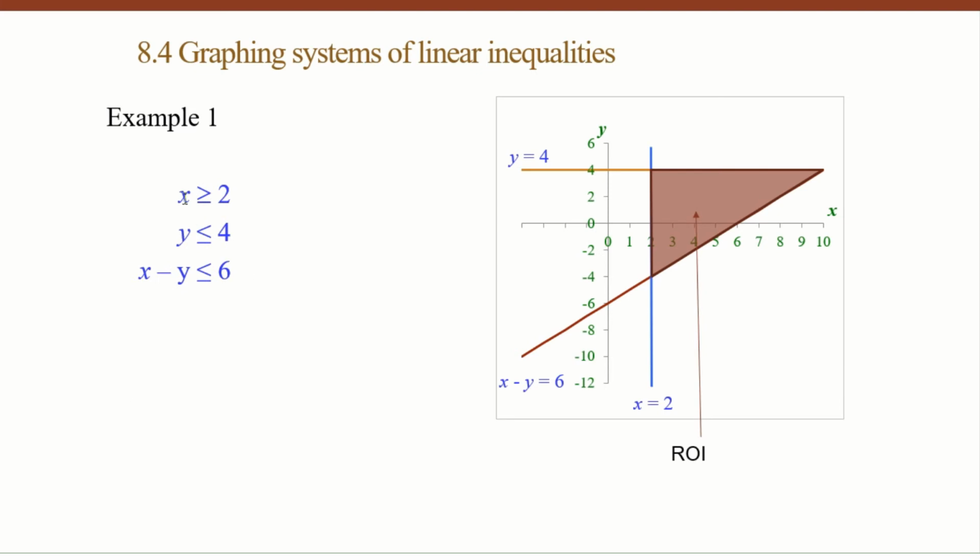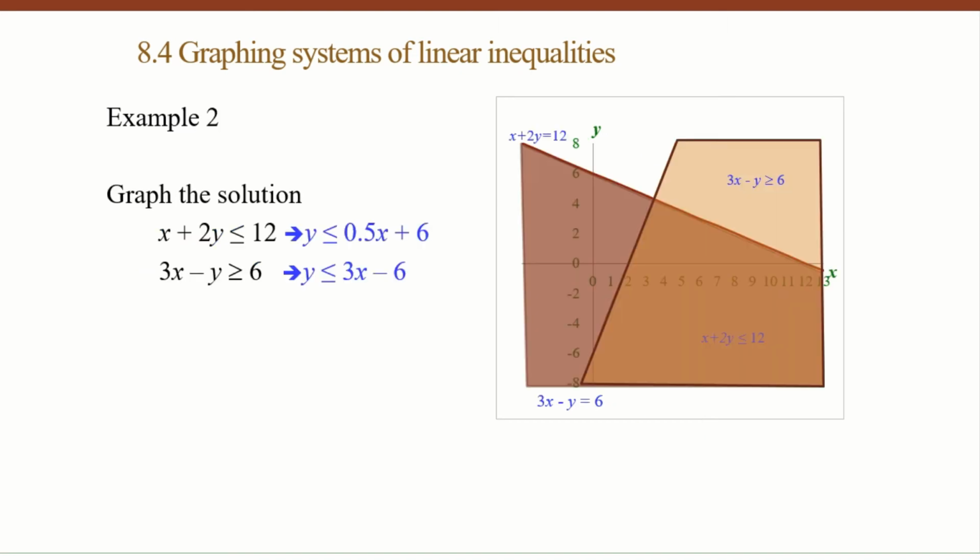Okay, let's look at this. X equals 2 line, you go to the x-axis, 2, x equals 2. Y equals 4, you go to your y-axis, 4, y equals 4. X minus y equals 6. This is what we drew just now. So this is your region of interest. Your coordinates are 1, 2, 3. Those are your corner points. Do you understand?